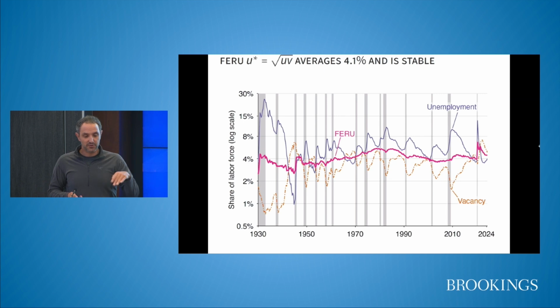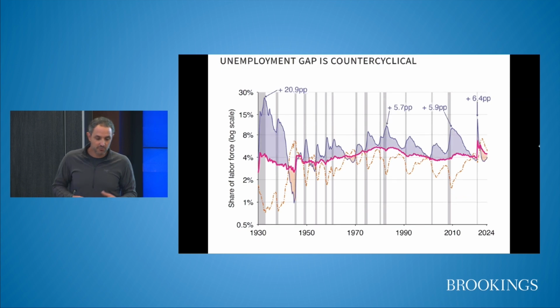So now, from that, you can infer the unemployment gap, the gap between the unemployment rate and the FERU. And that unemployment gap is, of course, very countercyclical, because the unemployment rate is very countercyclical, but the FERU is very stable. So here I'm showing you a few readings. This is the unemployment gap. You can see it's almost always positive because the economy is almost always too slack. Of course, the biggest unemployment gap was during the Great Depression, no surprise there.